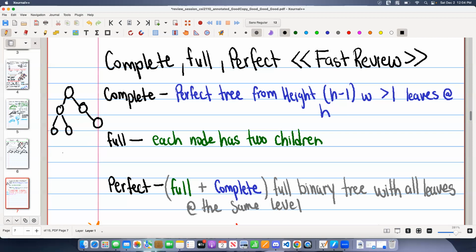Is this a perfect tree? Well, let's just go through the definitions at first. A complete tree is a perfect tree down to height h-1 with at least one leaf at h. Let's say this is our tree. This is h, and it's a perfect tree from h-1, and then we have at least one node at h, and it's always towards the left. That's all you need to know.